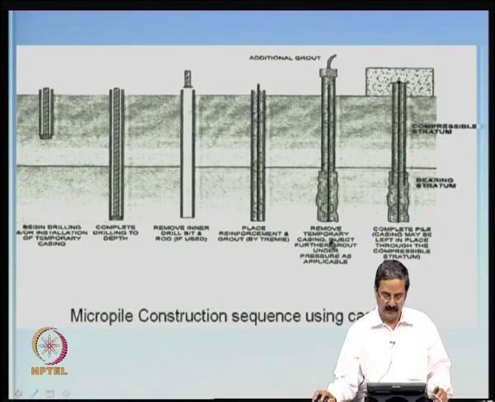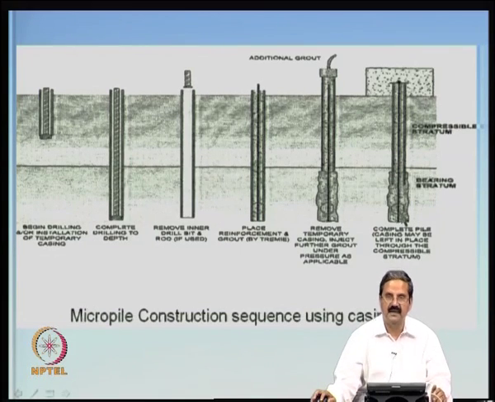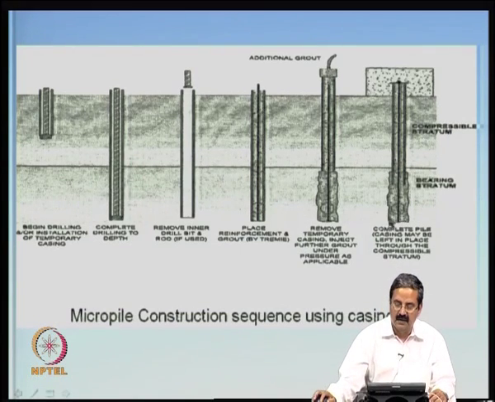So, remove the temporary casing. Sometimes, if you want, you can even improve it: this is a temporary casing, you remove the temporary casing and inject further grout under pressure as applicable. You can even keep on removing this, or if you want to retain it, that is also fine. The advantage here is that you have a bigger pressure-grouted bulb area, and that could increase the bearing capacity of the pile foundation here. Then after that you put a cap, that is what we do here.